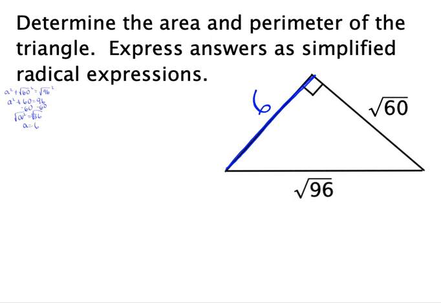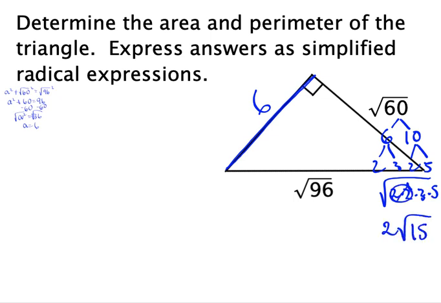And now we can find the perimeter. Before we go through that, let's go ahead and simplify these down. 60 is 6 times 10. This is 2, 3, 2, and 5. So this is the square root of 2 times 2 times 3 times 5. The 2's can come out. We get 2 square roots of 15.